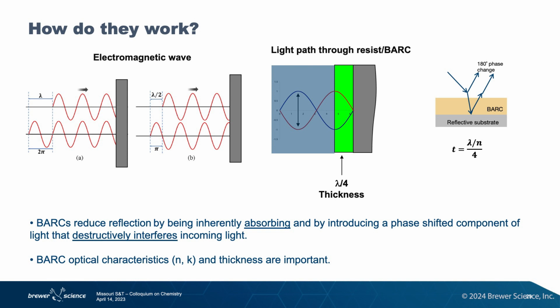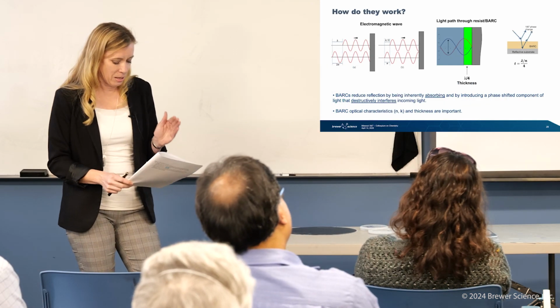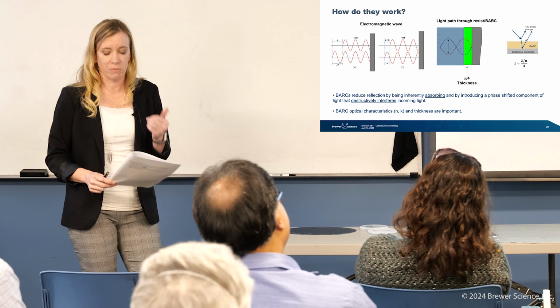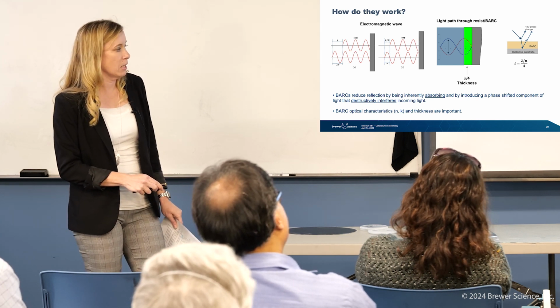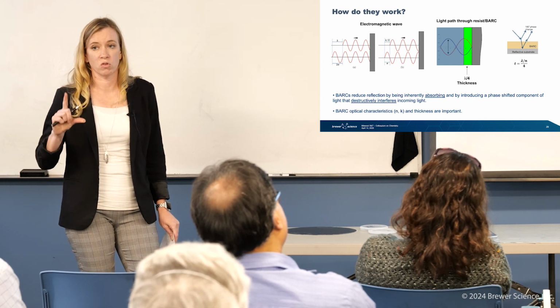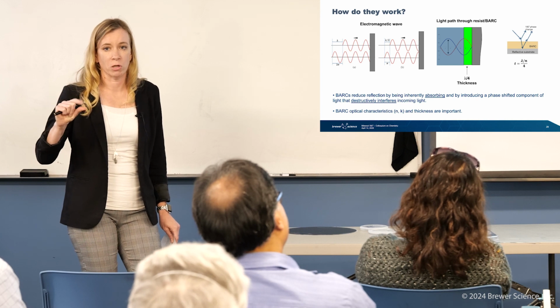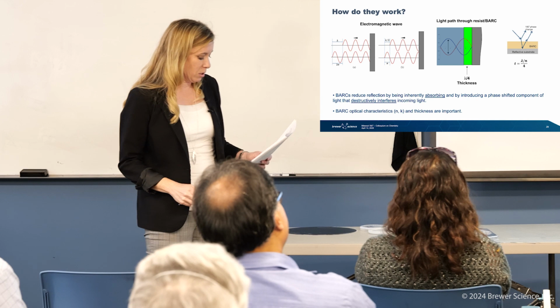So how do they work? So BARCs, I'll oversimplify the physics here. If you guys know physics, you probably know more about this. But BARCs work by absorbing a lot of light. And we use optical characteristics to do this. We use the refractive index, the imaginary part, and thickness, which are all important factors in controlling how much of that light it captures and how much it lets bounce back out. And so those are the factors that we use.